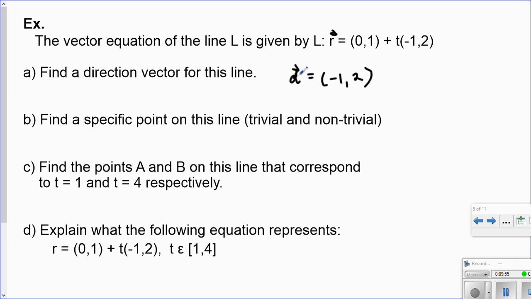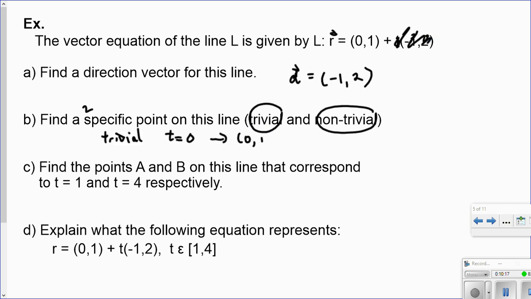Find a specific point on this line. Let's find two points, actually, a trivial point and a non-trivial point. A trivial point, by its definition, is when t equals 0. When t equals 0, that's 0 here, and 0 multiplied by the direction vector is negligible. So when t equals 0, our trivial point is just our initial point. A non-trivial point is any other point on the graph. So I can let t equal 5 if I wanted to, at any arbitrary value. t could be 1, t could be -1, t could be 4.